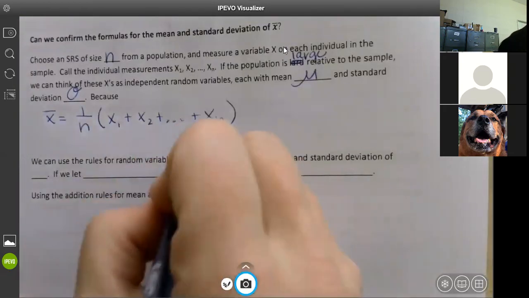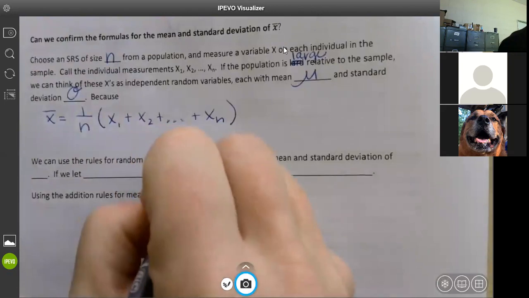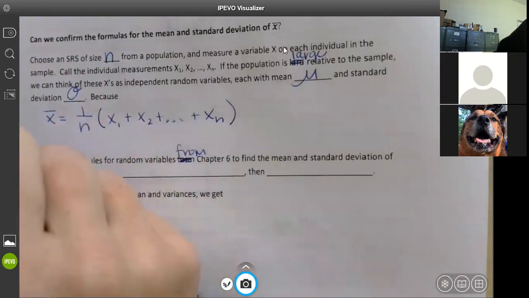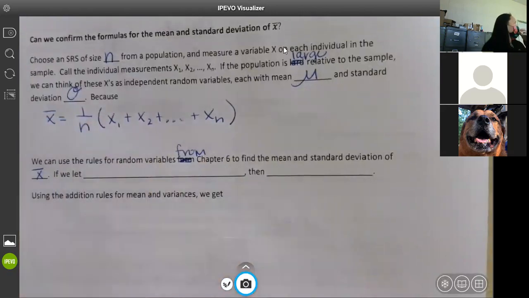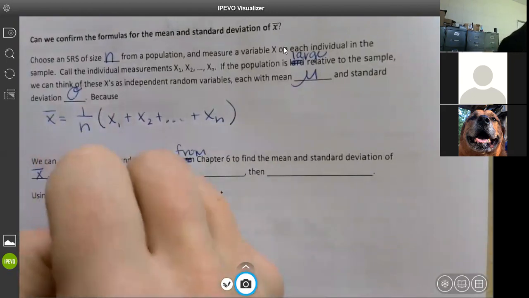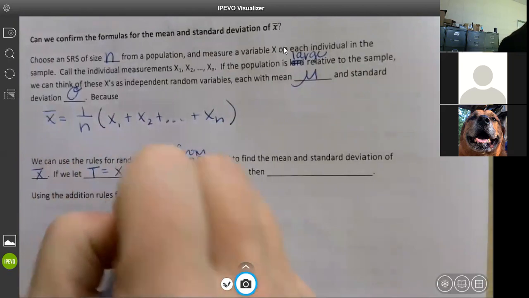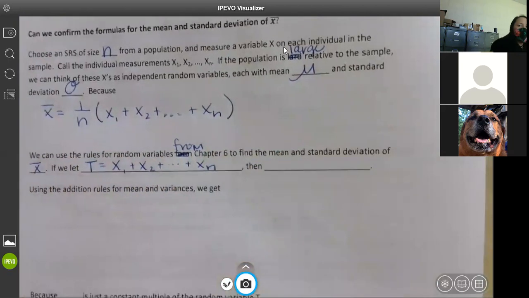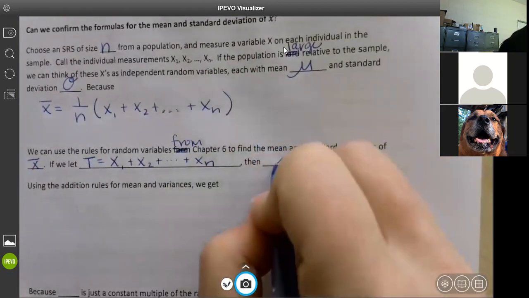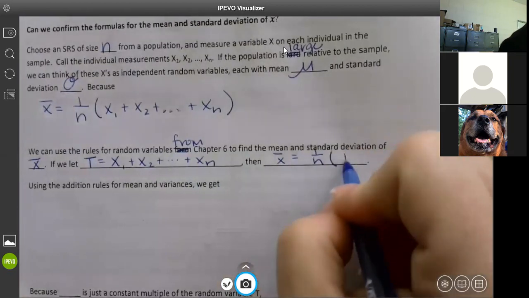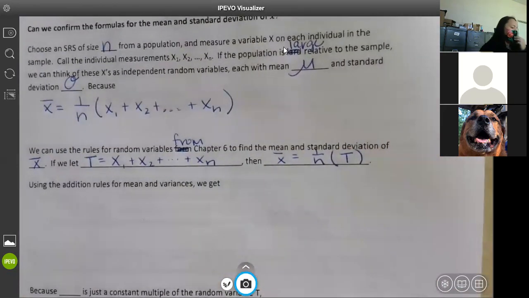We can use the rules for random variables from chapter 6 to find the mean and standard deviation of x bar. So that was Aaron and Pete's Jeep Tours. You guys remember that one? Okay. So we said that we could get the total by doing x1 plus x2 plus all the way to xn. And we found out that x bar was the same as 1 nth times the total.